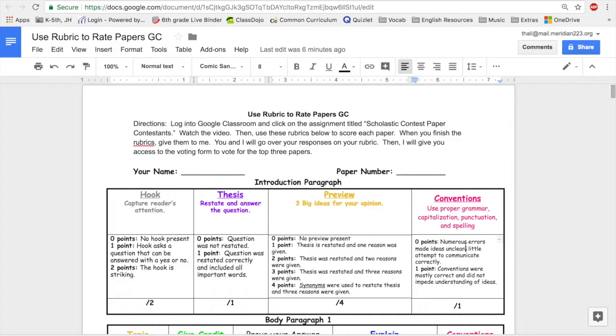Grammar conventions, this is for every paragraph. You're just looking for capital letters, periods, and sentence structure that's correct. Everyone makes mistakes, so I do get that there could be a few errors, but if there's a lot of errors, I would give it a 0. If there's only a couple errors, I'd give it a 1.